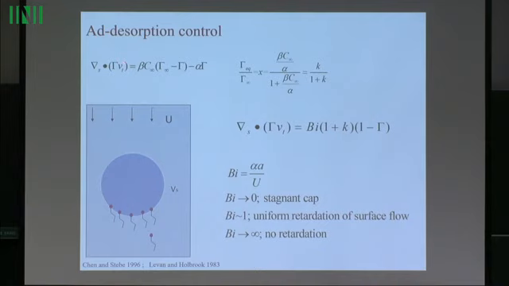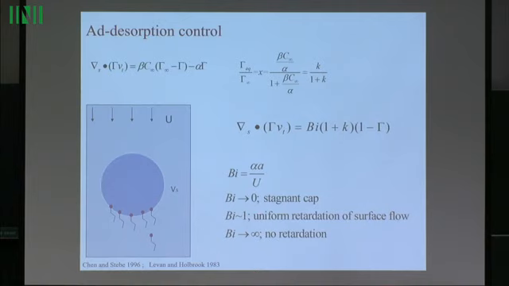casting this in non-dimensional form, I can get the following equation, that my surface convective term is balanced by an adsorption-desorption time scale. So the Bi number is this desorption coefficient times my drop radius over U, and Bi(1+K) is that adsorption-desorption rate made dimensionless with convective scaling. And so if this thing tends towards 0, I'm back to stagnant cap.